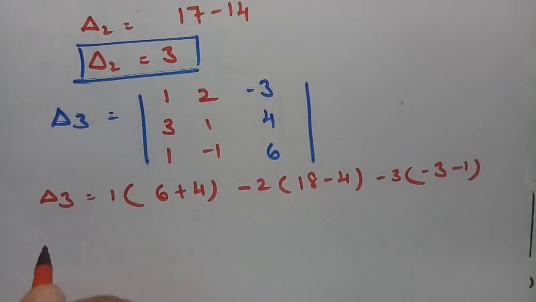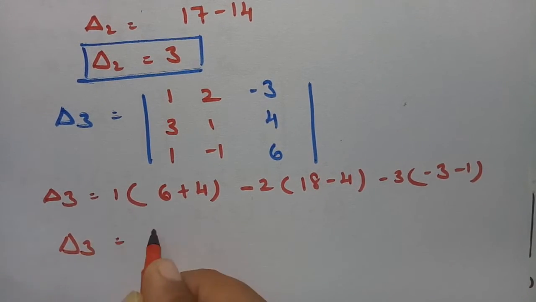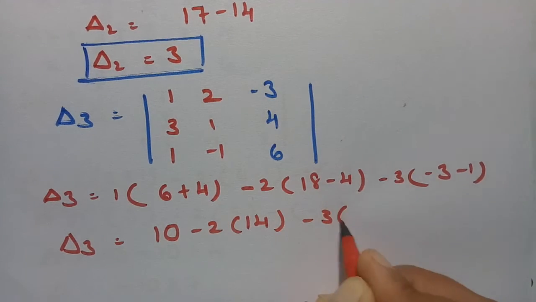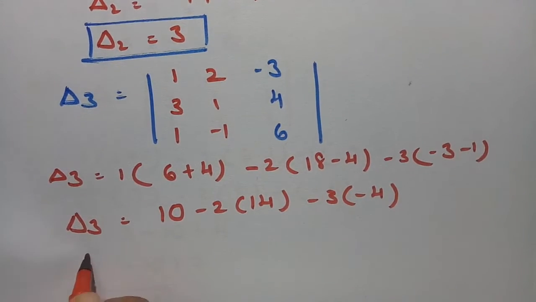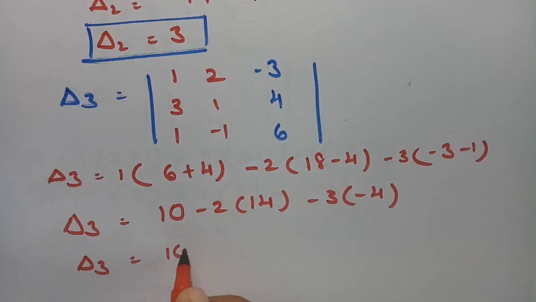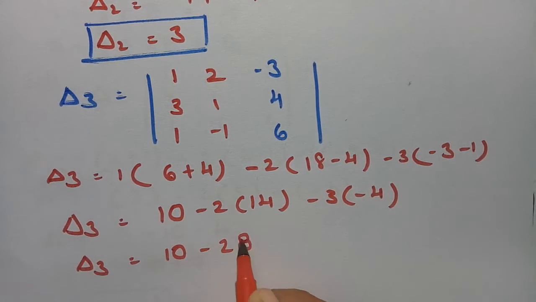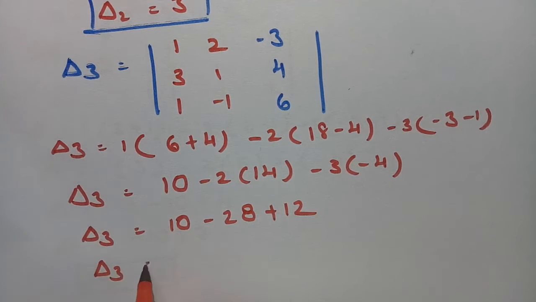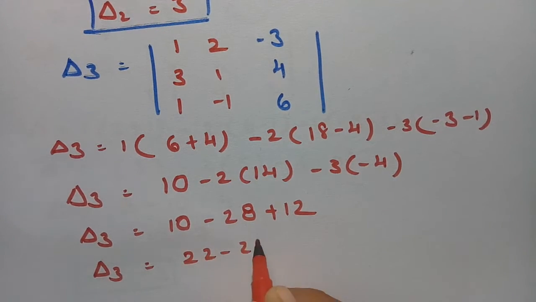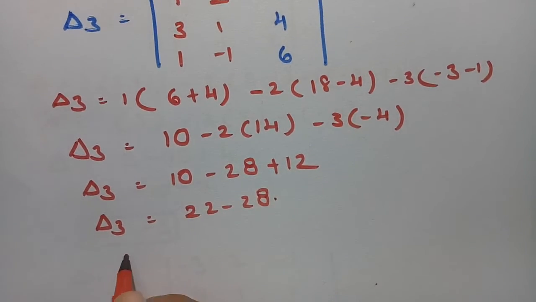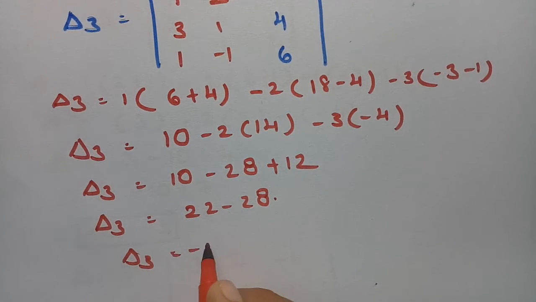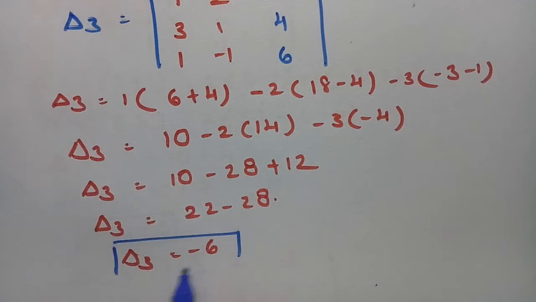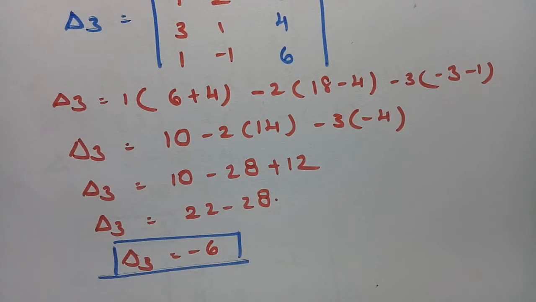And now see, the delta 3 value is nothing but this is 10, 2 times of this is 14, minus 3 times of minus 4. So therefore delta 3 is equal to 10 minus 28 minus of minus, plus 12. So the delta 3 value will be 22 minus 28. So the delta 3 value is equal to minus 6. I got all the values here.